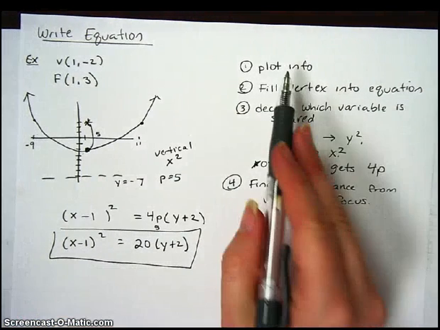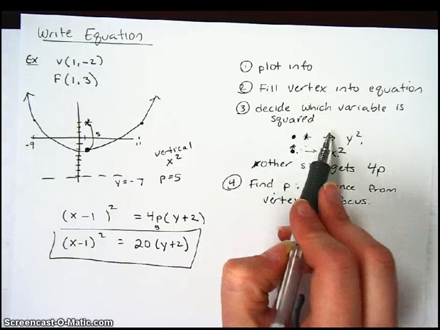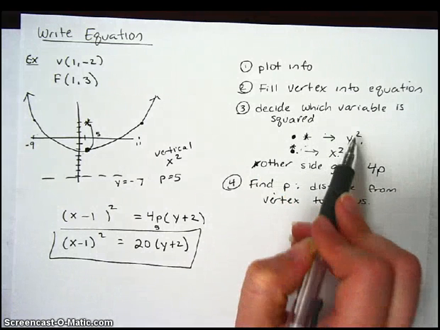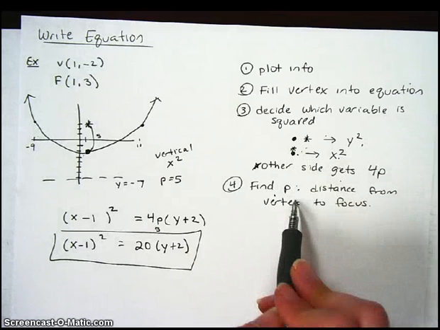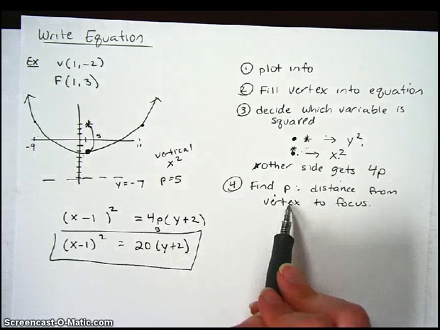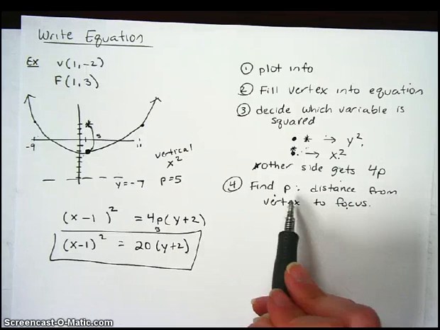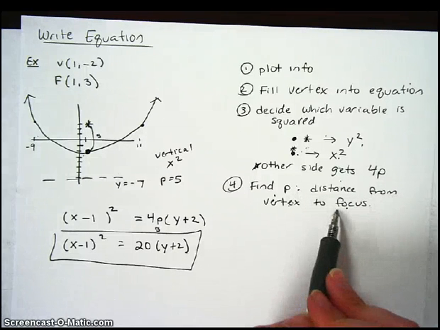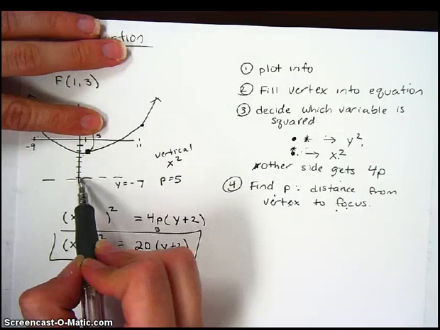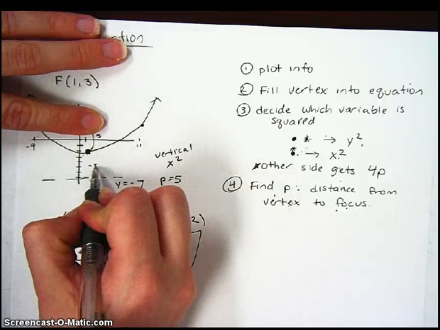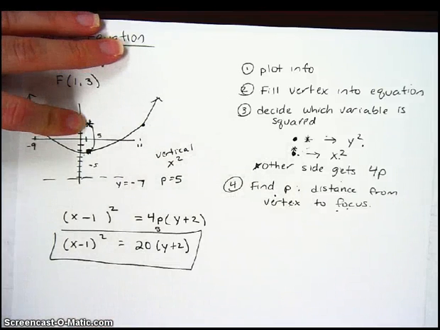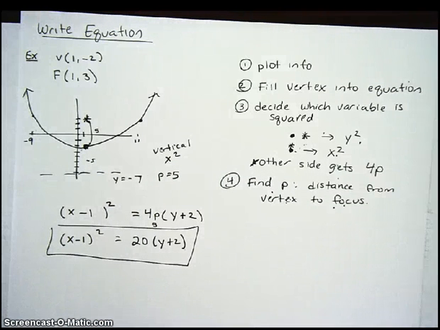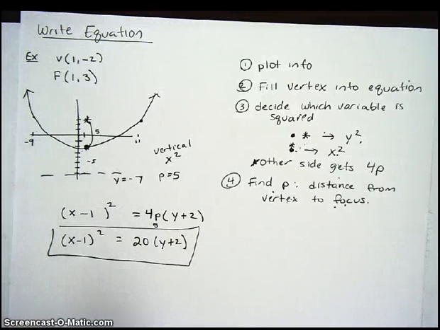Okay, so plot your info, fill the vertex in. One of them gets squared, the other one gets a 4p. You decide which one's squared based on whether it's a horizontal orientation or a vertical orientation. And then you're going to find p, which is the distance from your vertex to your focus. Okay, so you always want to make sure you do vertex to focus. If you're given the directrix, so for instance, if here we were given the directrix, this distance from here to here would have been negative 5. So we know the distance to my focus would have been positive 5, because they're always going to be opposite signs of one another. Okay, we'll do some more of these in class and work through them so that way we can clear up any confusion that you might have.